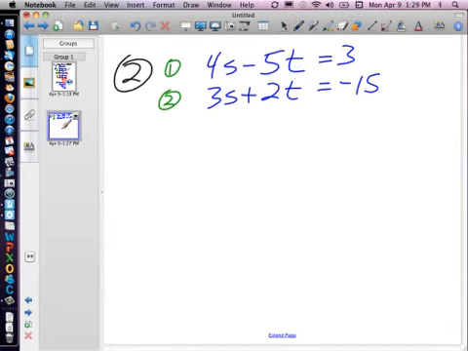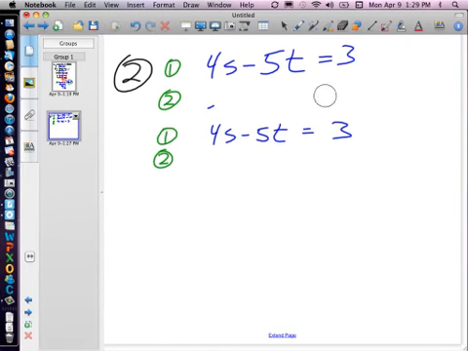So equation 1 was 4s minus 5t equals 3. Oops, I didn't do these in different colors like I said. Let's back it up and do that. It won't be too hard. 3s plus 2t equals negative 15. Okay, and let's write it again down here.